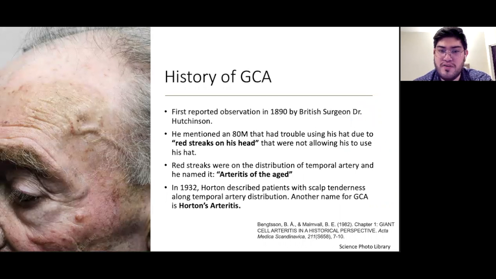GCA was first seen in 1890 by a British surgeon called Dr. Hutchinson. He had a patient that was having trouble seeing using his head because he was having some pain, and then Dr. Hutchinson found some red streaks on his head. He named it the arteritis of the aged.